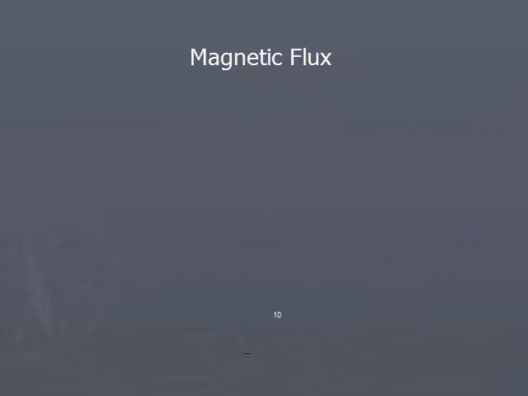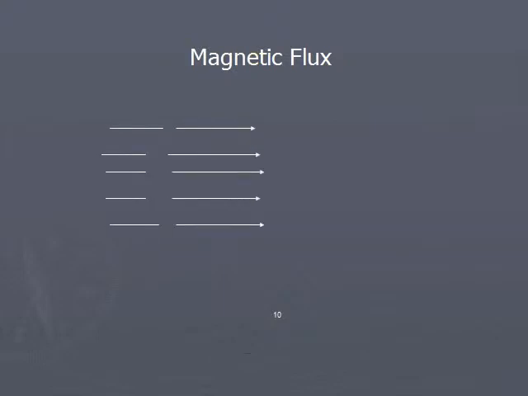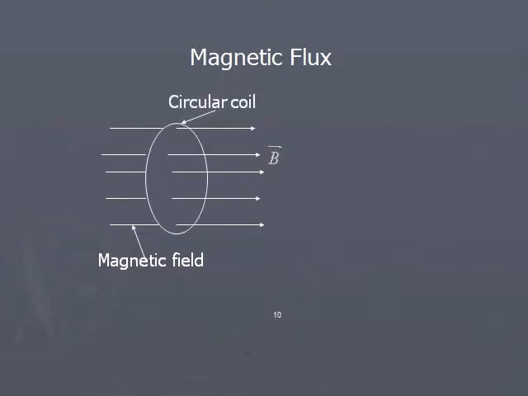Magnetic flux. To understand magnetic flux, let us consider a magnetic field B situated horizontally. In the magnetic field, a circular coil is situated, and the normal to this circular coil is to be considered here, n bar, and in the first case it is making an angle theta. The normal of the coil is making an angle theta with the direction of B.